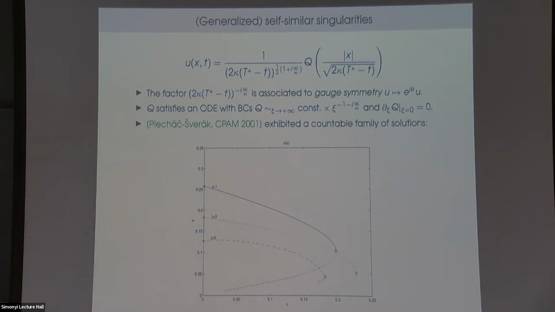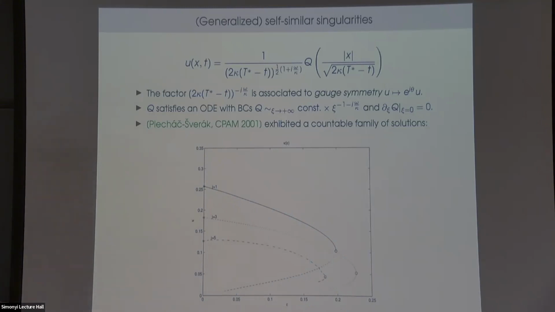That's what Plecháč and Šverák did back in 2001. They exhibited a countable family of these solutions. For every epsilon, you also need to prescribe how kappa, omega and the profile depend on epsilon. This is just a diagram, where we have epsilon on the bottom. Epsilon is the viscosity parameter. Here's how kappa depends on epsilon, at least for some of these solutions they find. So here's one branch of solutions, the J equals one branch, and then there are higher branches and branches I'm not drawing.